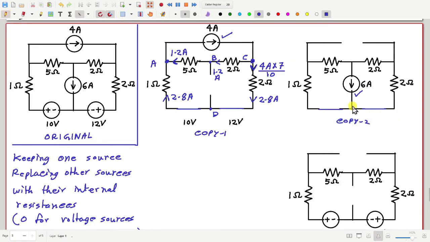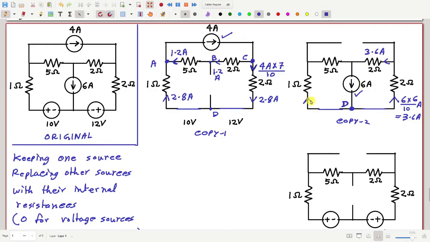How to solve? You can apply the current divider rule at node D. So how much will be this current? Right side current will be 6 into 6 by 10, that is 3.6 ampere. Please check, otherwise I will be in trouble. I often make mistakes, that's my problem. So please check. If this is 3.6, then this is also 3.6 ampere.